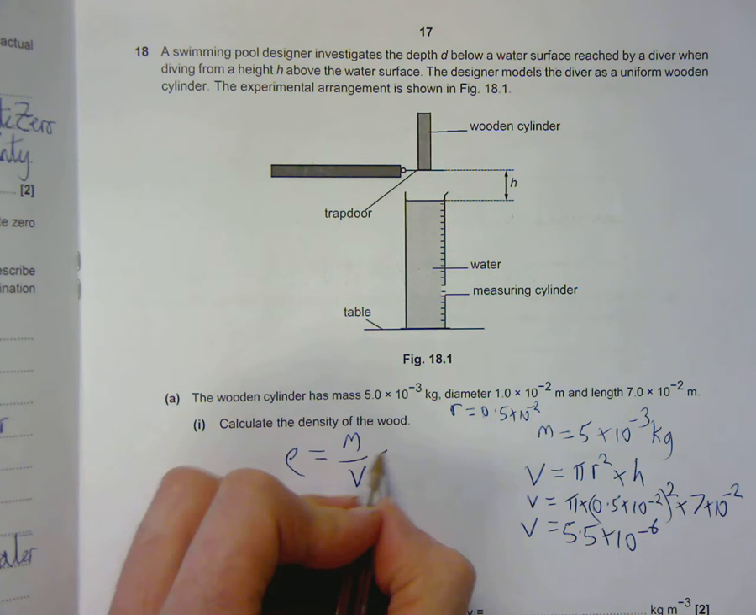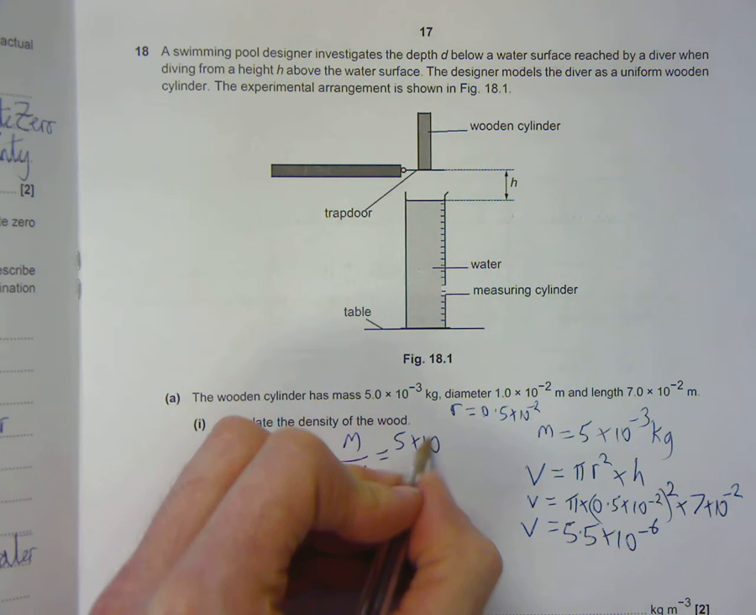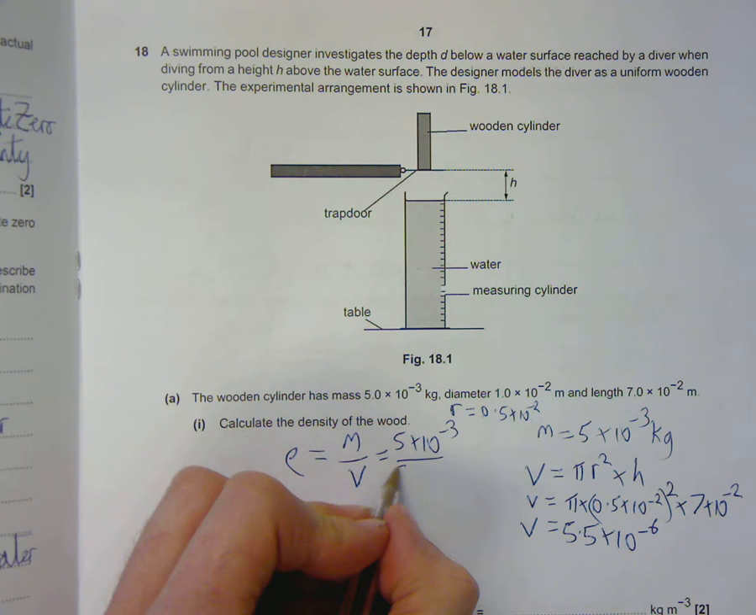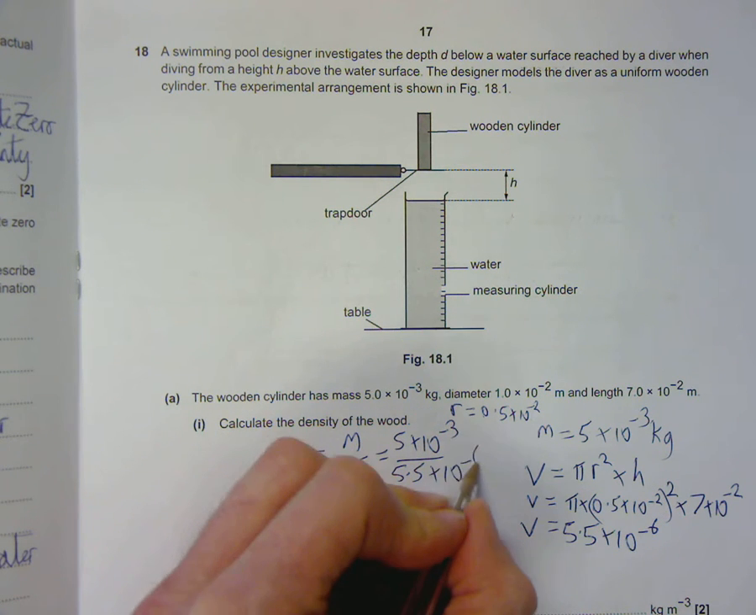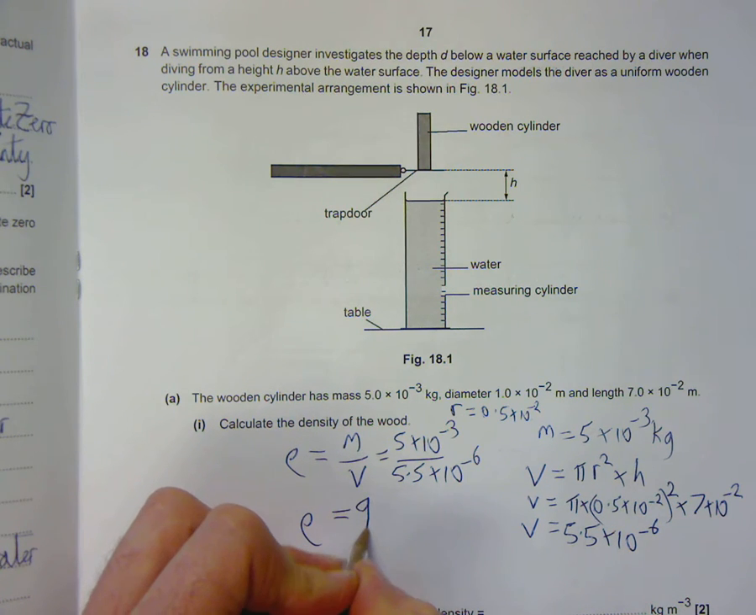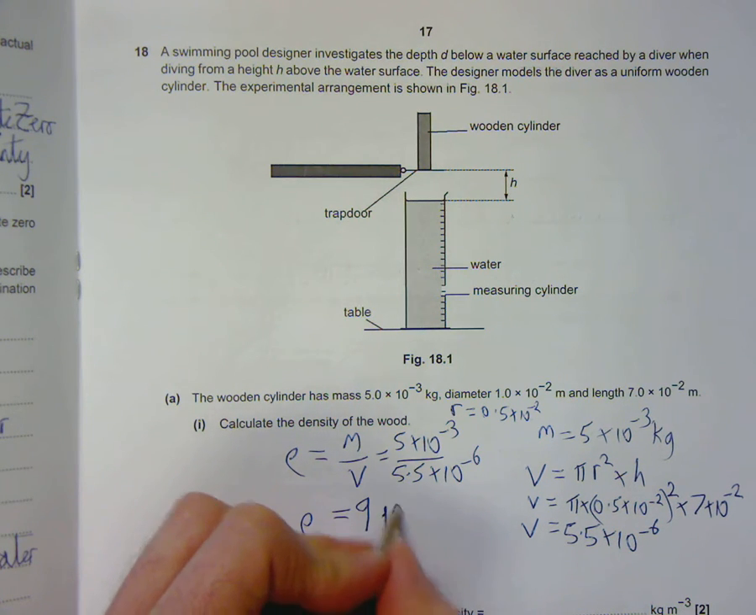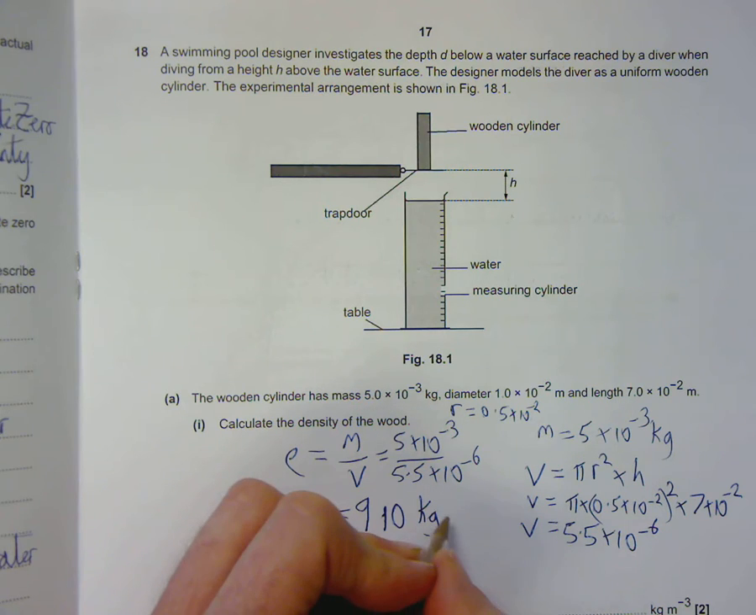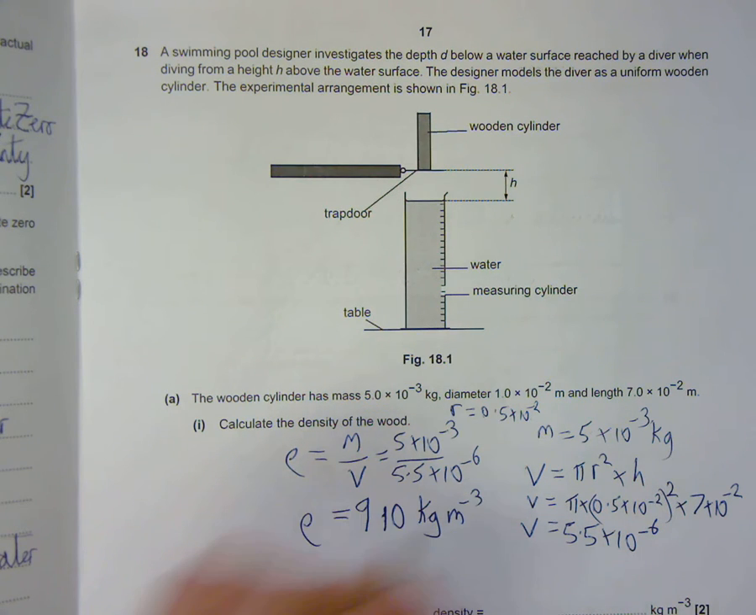So mass over volume, 5 times 10 to the minus 3 divided by 5.5 times 10 to the minus 6. The density that you're looking for is 910 kilograms per meter cubed. Done.